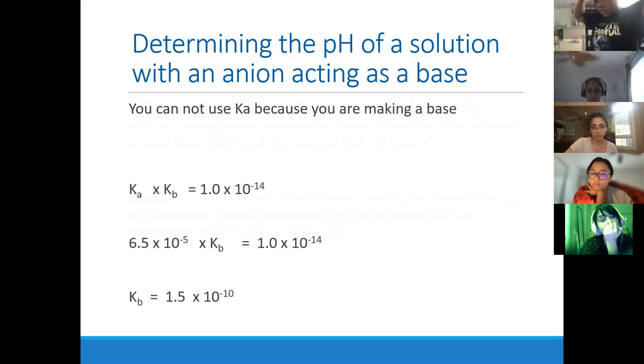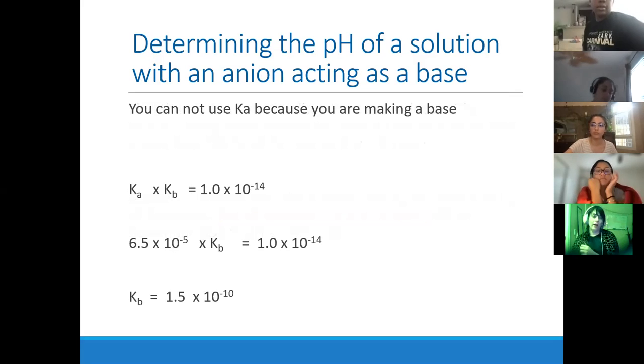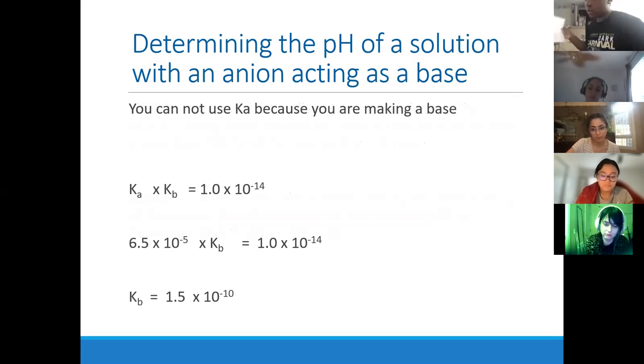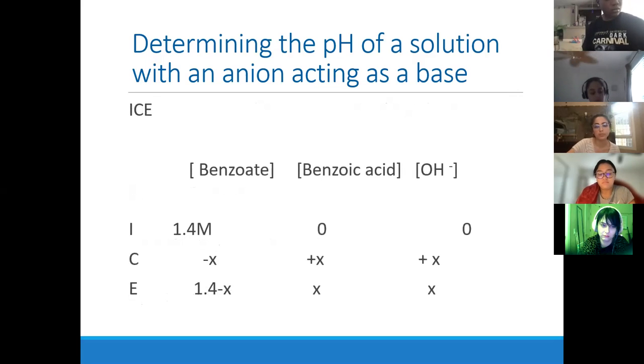Again, I've got a conjugate base. I'm making OH minus. I have to use a Kb. Ka times Kb is equal to 1 times 10 to the minus 14. My Kb is going to be equal to 1.5 times 10 to the minus 10. Are you with me so far? Set up my ICE diagram. My benzoate was 1.4 molar. I make x benzoic acid back from that, x OH minus back from that.